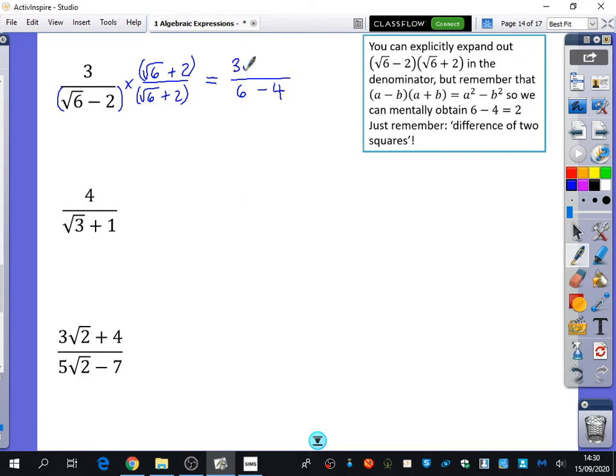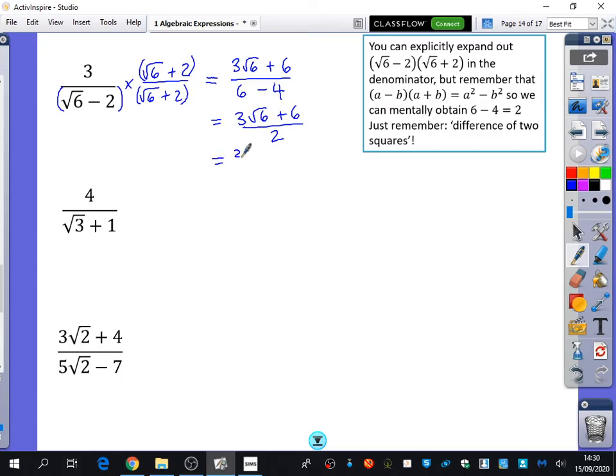3 root 6 plus 6. Good, 3 root 6 plus 6. So then this simplifies to 3 root 6 plus 6 over 2. Okay? Because I have just done the 6 minus 4. Now, if I wanted to, because some questions might ask you to present it in a particular way, I could take these two pieces and I could pull them apart into two separate fractions if I wanted to.